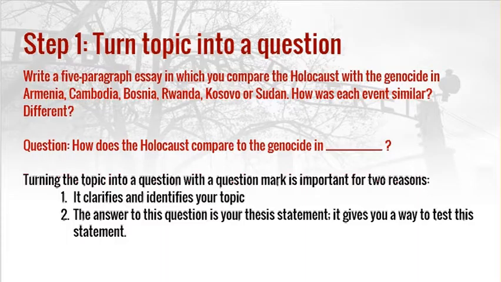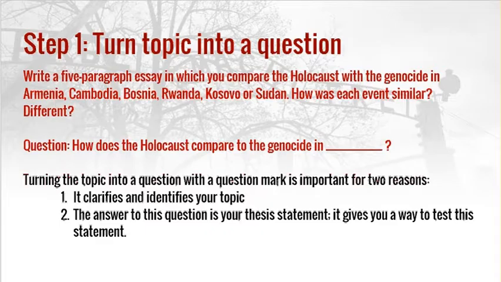So the first step when you write an essay is to turn the topic into a question with a question mark. Sometimes they are written out that way, sometimes they're not. The reason that this is important is because it clarifies or identifies your topic, and the second reason that it's important is the answer to this question is your thesis statement. It gives you a way to test this.